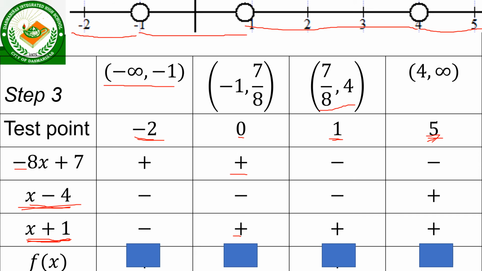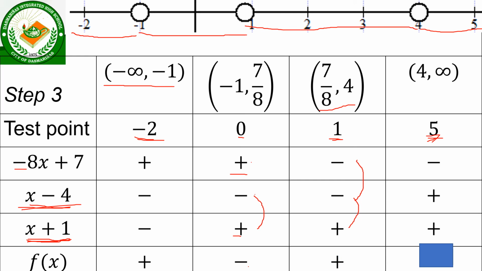Negative multiplied by positive, negative, negative multiplied by negative, that will be positive. Next, positive multiplied by negative, negative, negative multiplied by positive, negative. So that will be negative. Negative multiplied by negative, positive, positive multiplied by positive, positive. And lastly, negative multiplied by positive, negative, negative multiplied by positive, negative. So this one is negative.